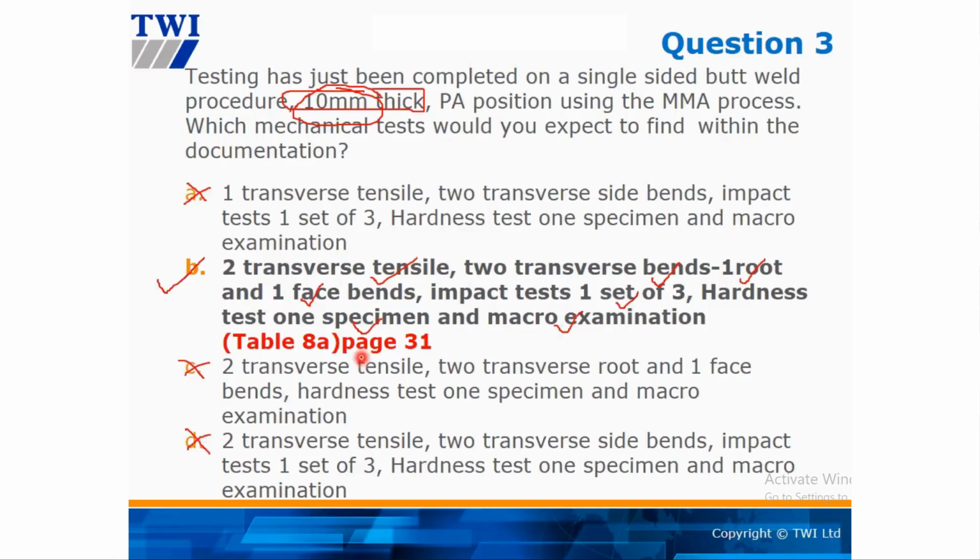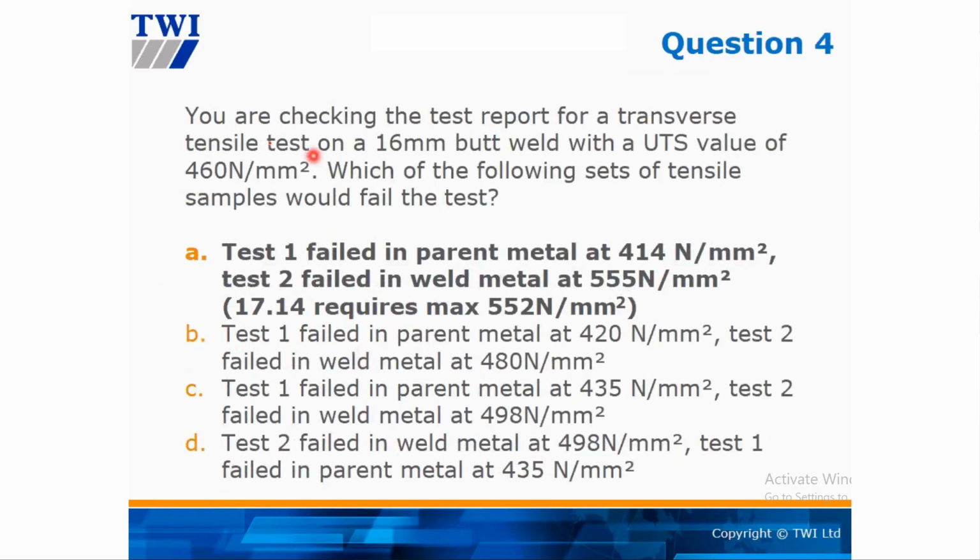All right, move to question number 4. You are checking the test report for a transverse tensile test on 16 mm butt weld. The UTS value is 460 Newton per millimeter square. Which of the following sets of tensile results fail?